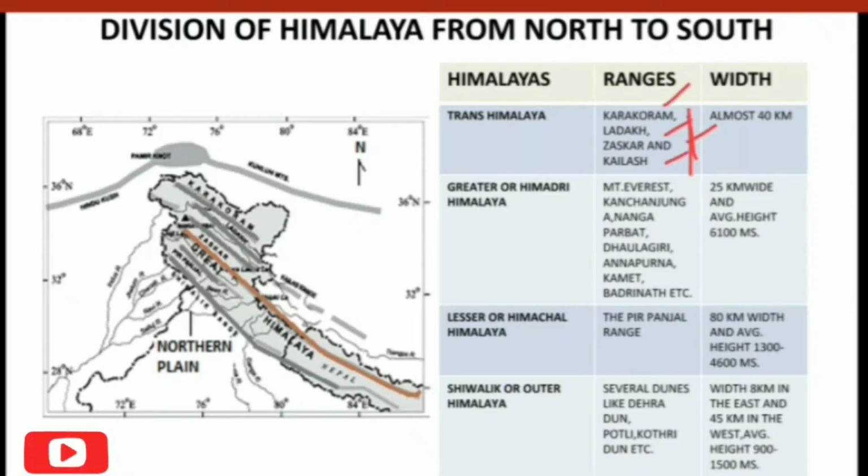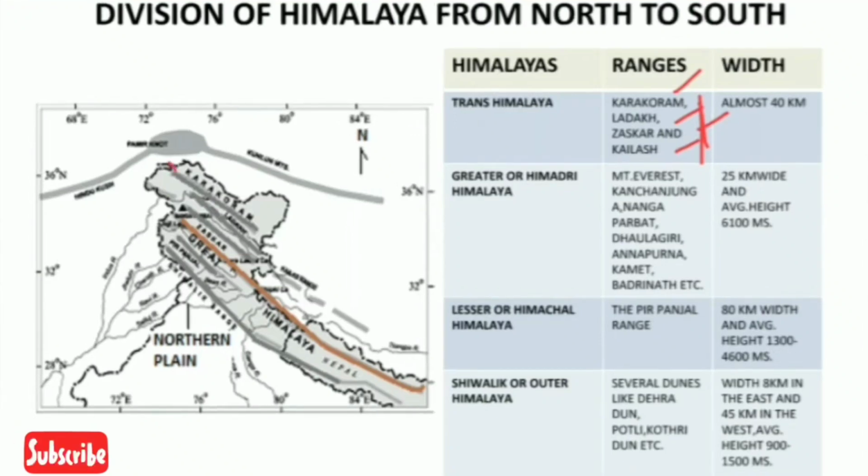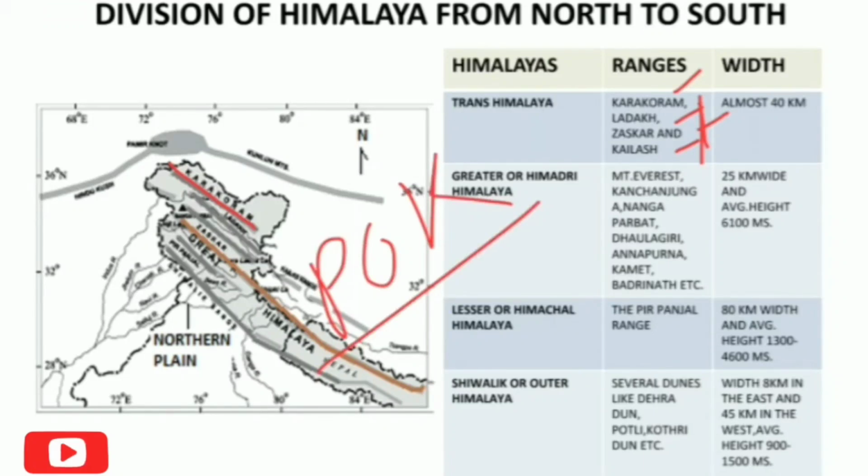Here, just check it out in this map. Here in the extreme north, all of you can see the Karakoram range. Here it is. Okay. So, what is the location of this Karakoram range? That is the POK region. What is the meaning of POK? Pakistan Occupied Kashmir region. So, the Karakoram range is situated in this Pakistan Occupied Kashmir region.